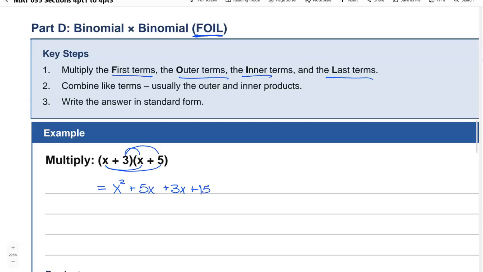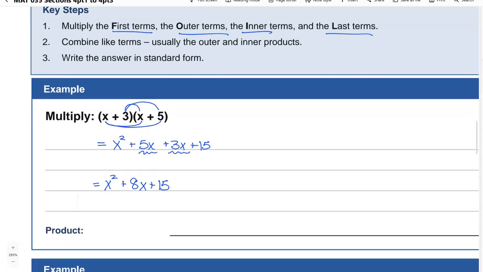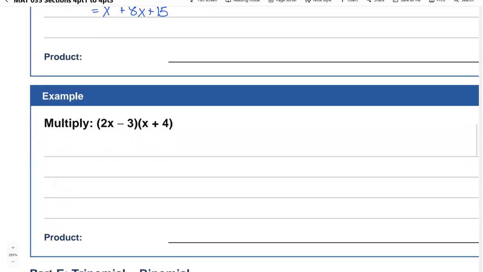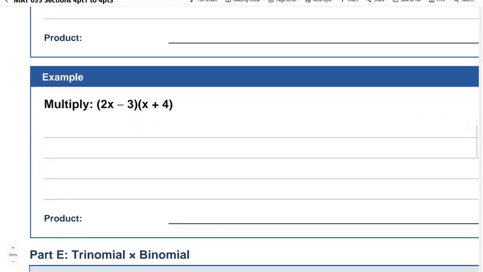Now, you always want to combine like terms. Notice I have 2 x terms in the middle. So when I combine 5x plus 3x, I'm going to get 8x. So we have x squared plus 8x plus 15. This is where you may want to pause the video, try the next one, come back and check your answer.